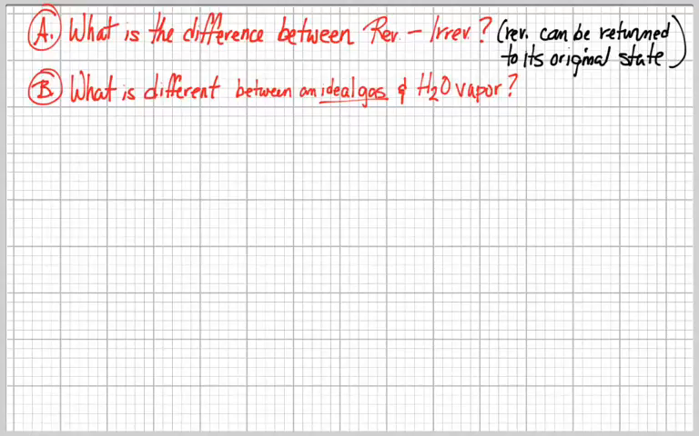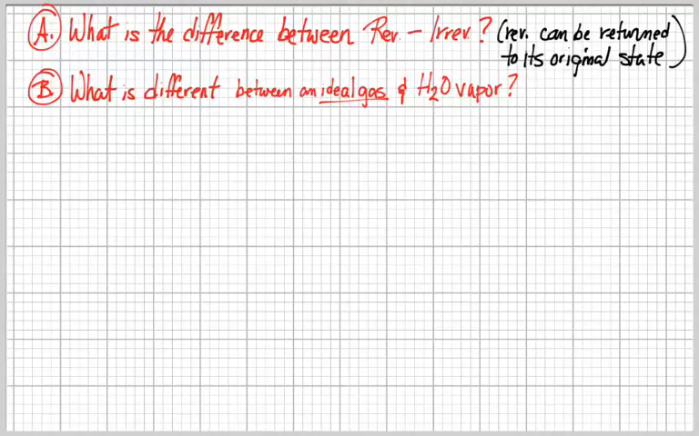Second idea. Deep thermodynamic question idea. What's going to be the difference between an ideal gas and water vapor? So this would be water vapor not behaving as an ideal gas. So an ideal gas, again, can be a real gas. The nitrogen and oxygen in the air in our room that we're breathing right now is behaving as an ideal gas.